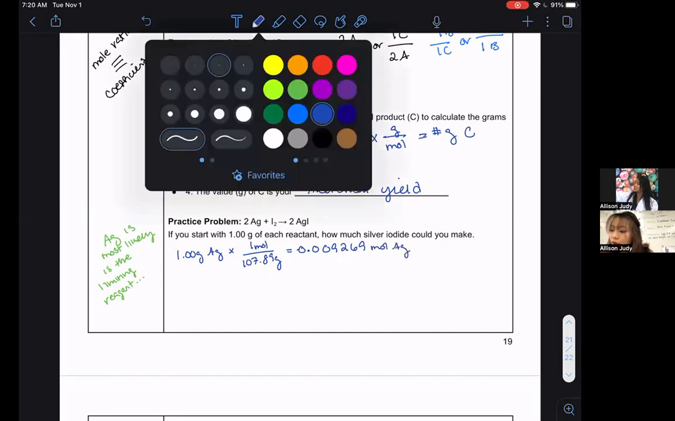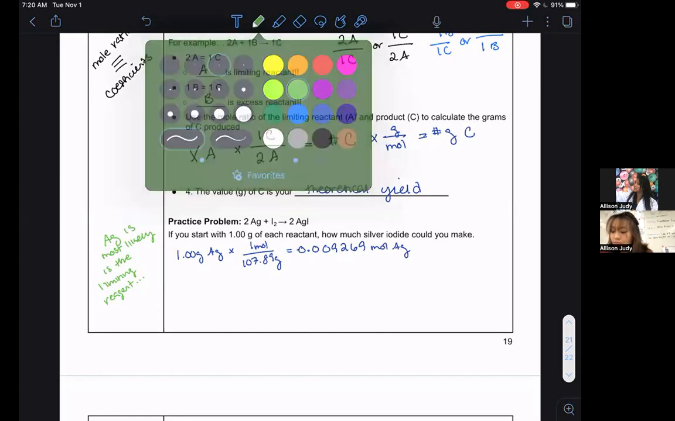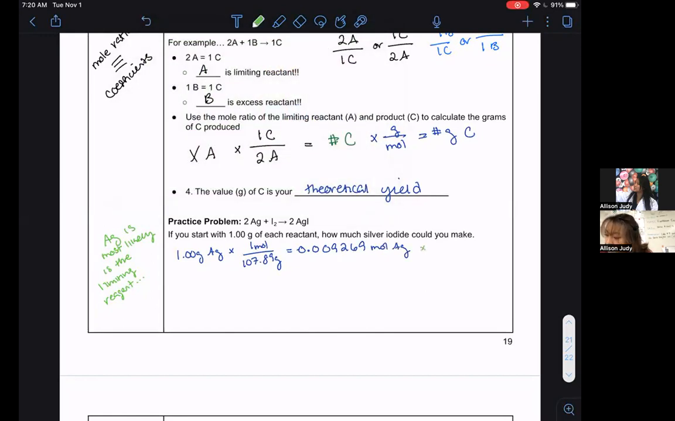Now, I know according to the balanced chemical reaction that for every 2 moles of silver, right, molar ratio, I make 2 moles of AgI. So that means I'm going to get 0.00927 moles of AgI. Okay, so that's my theoretical yield. I'll convert to grams later. Let's just hold off until I can compare it to the other reactant. So that's what silver can make. Based on the silver in the pantry, this is what I can make, my theoretical yield based on this reactant.